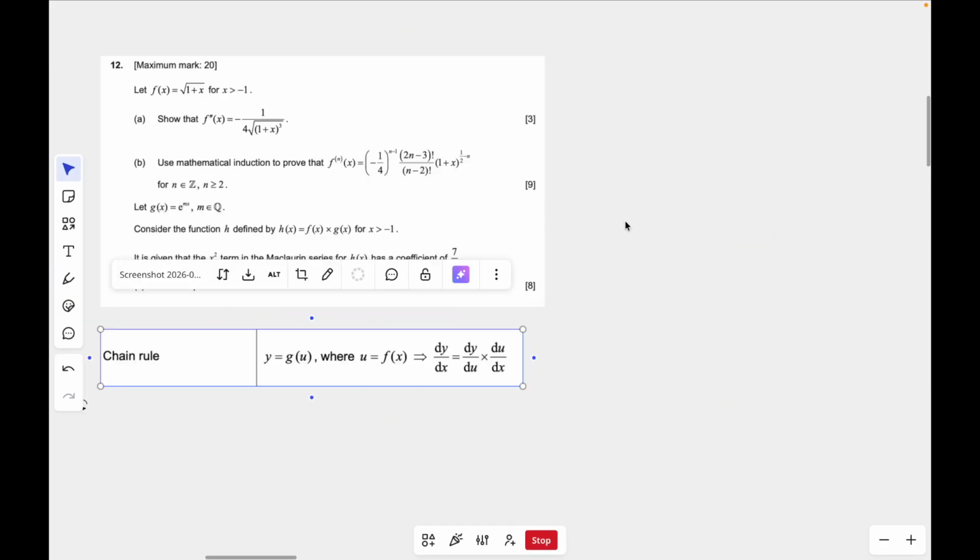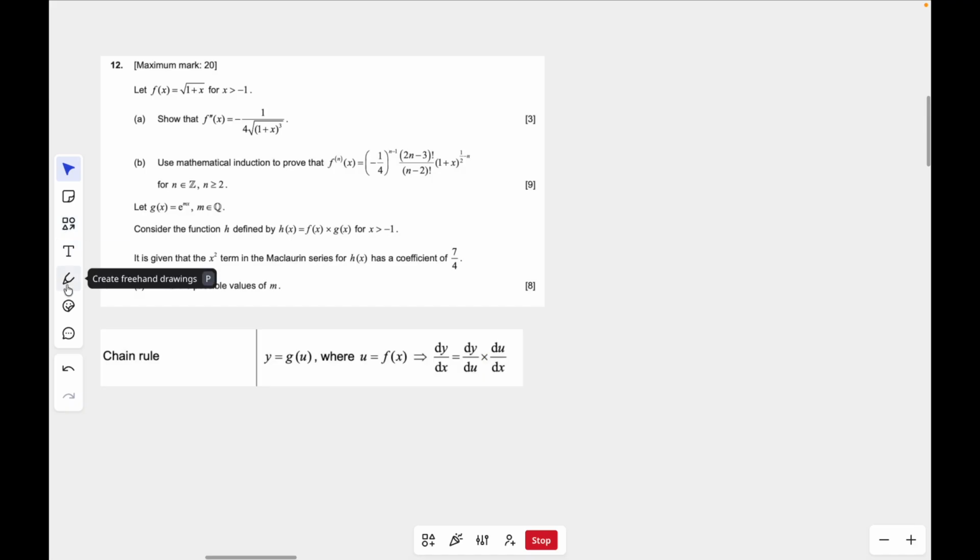Moving on to the last question of this paper, we have a calculus question. We are given a function f of x, which is equal to the square root of 1 plus x for x greater than -1. For part A, we are asked to find the second derivative of f of x. In order to do this, let's first find the first derivative of f of x.